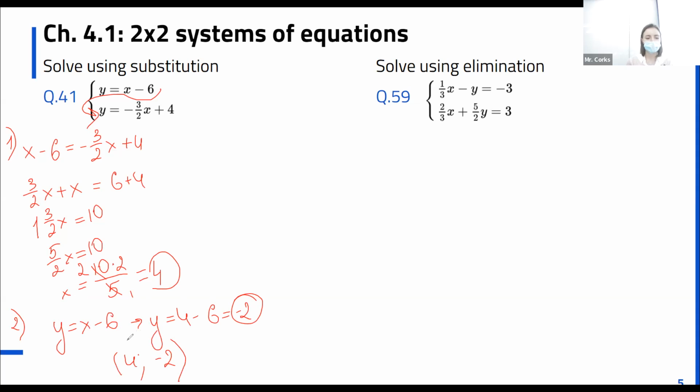Please, when you write the answer, make sure that you write x first and y second. It is very, very important. Pay attention to this.